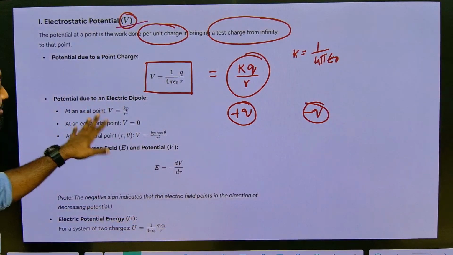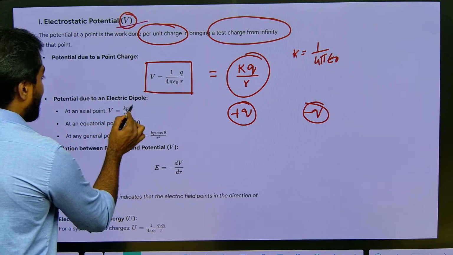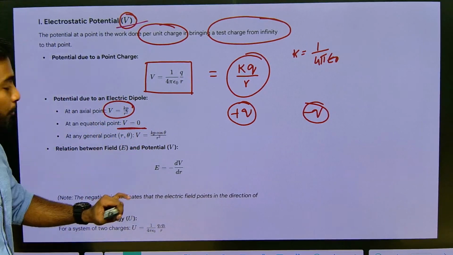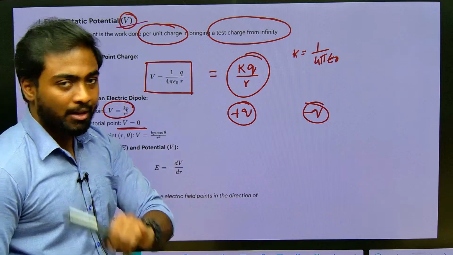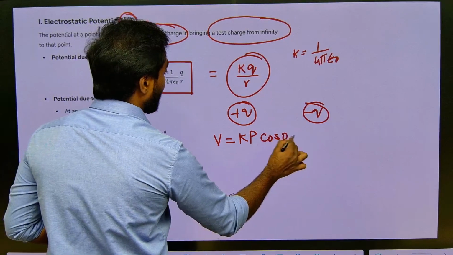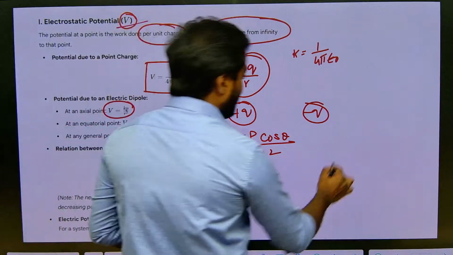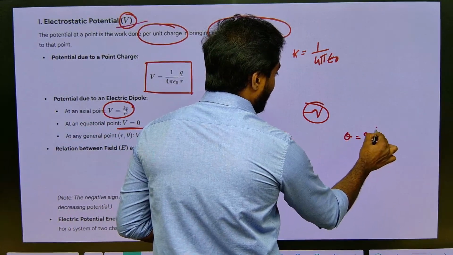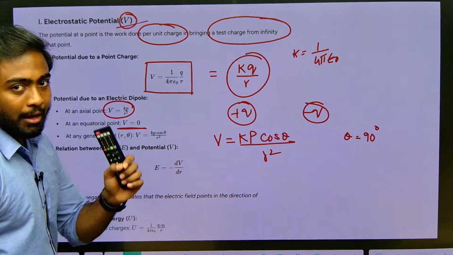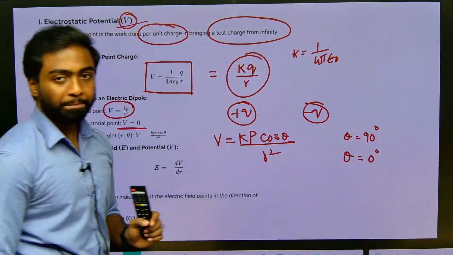At an axial point, the formula is k p by r square, and at an equatorial point the potential will always be equal to 0. At any general point, V is nothing but k p cos theta by r square. Equatorial means theta equals 90 degrees, and cos 90 is 0. At axial it will be highest, where theta equals 0 degrees.